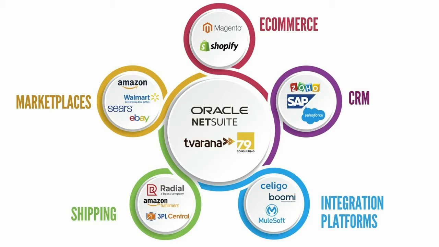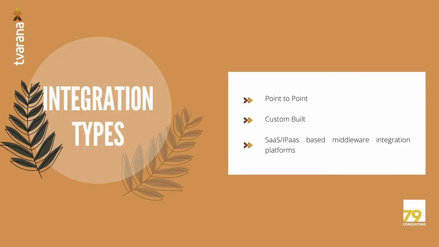Let's delve a bit deeper into the different integration options, Shravanti. Sure. There are different types of integrations, as we talked about earlier. Point-to-point integrations are CSV imports and exports. Custom-built ones are custom scripting, that is done within NetSuite. SaaS and iPaaS are middleware-based integration platforms.